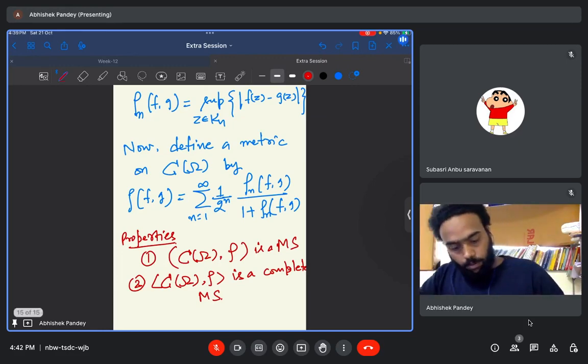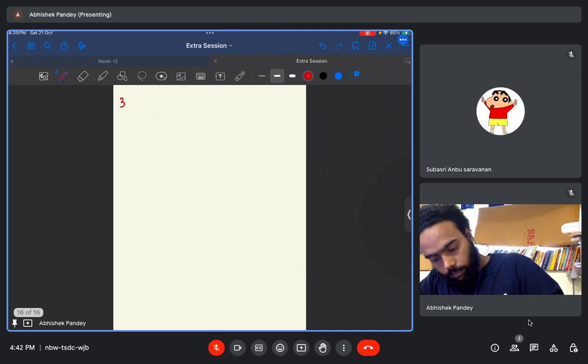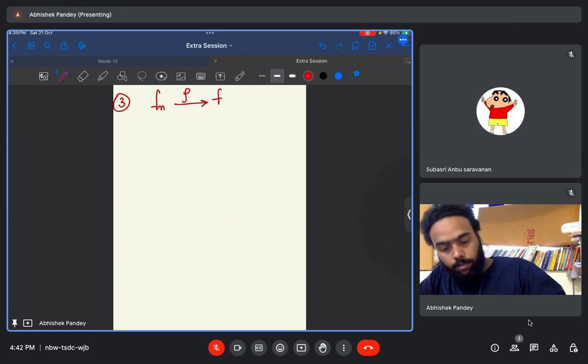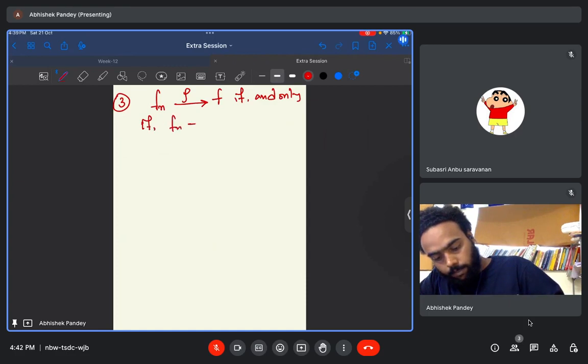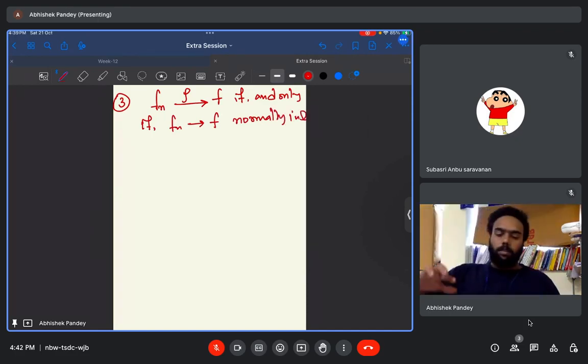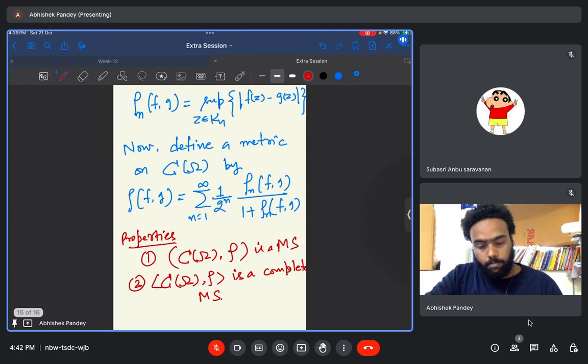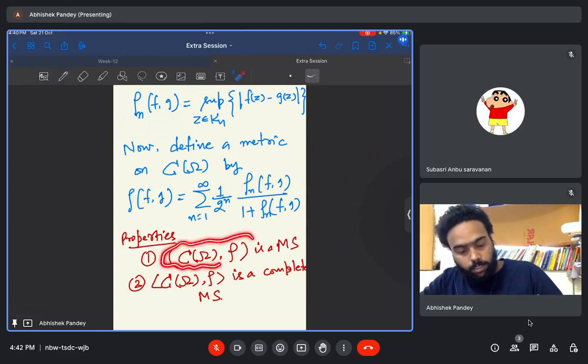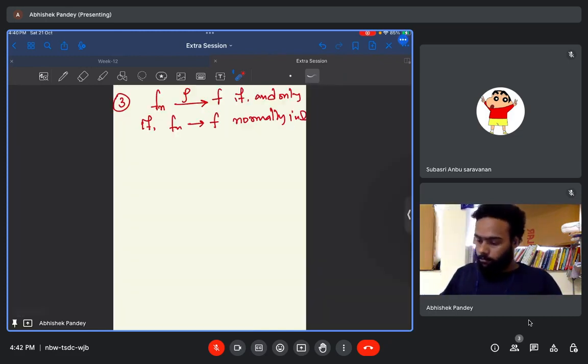Okay. Now one more thing, the third thing, whose proof one can also see: fn converges to a function f in this metric rho if and only if fn converges to f normally in omega. So this is the criterion of convergence. This is how a convergent sequence looks in this metric space. We say that a sequence is convergent in this metric space if it converges normally. So this is done.